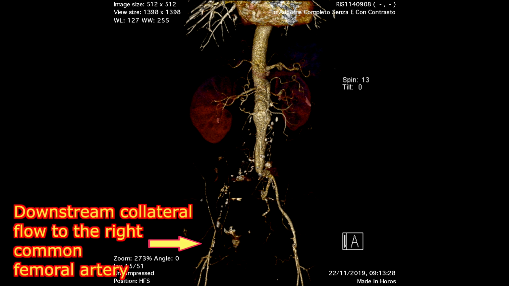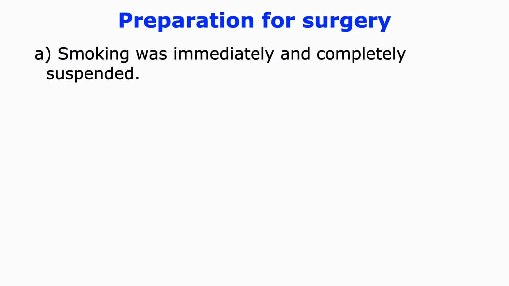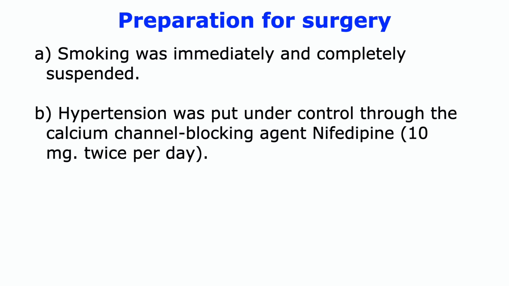The flow along the right common femoral artery was partly restored through inferior epigastric and spermatic arteries. The estimation of the ankle-brachial index was not feasible because of the overall situation of the aorta and the iliac artery. Smoking was immediately and completely suspended. Hypertension was put under control through the calcium channel blocking agent nifedipine, 10 milligrams twice per day.